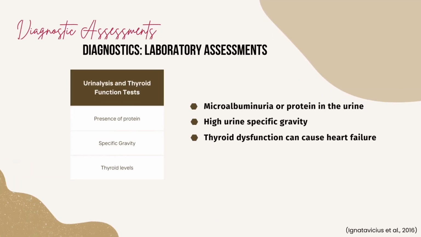Urinalysis tests are performed to detect presence of protein, which is an early sign of decreased heart function, and elevated specific gravity, indicative of decreased filtering capacity of the kidneys. Thyroid hormone levels are tested to assess the presence of hypo or hyperthyroidism, which may aggravate or cause heart failure in patients over 65 years old.